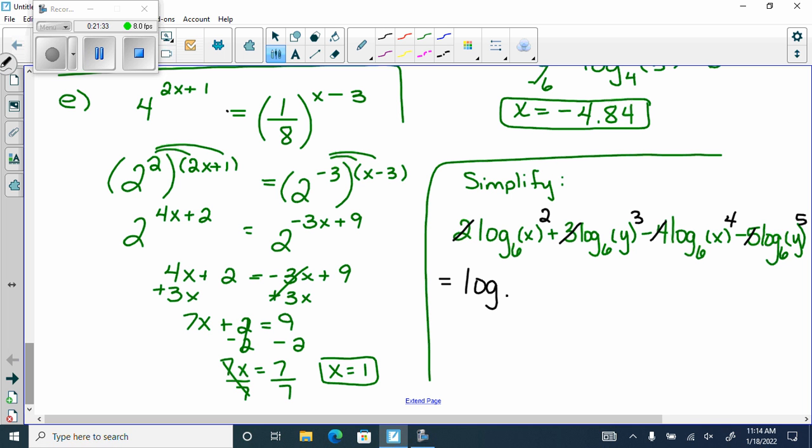So we get log base 6, x squared in the top because there's a plus one in front. Y cubed in the top because there's a plus 1 in front. X to the 4 in the bottom because there's a minus 1. Y to the 5 in the bottom because there's a minus 1. Then, x squared cancels off 2 of these. Y cubed cancels off 3 of those.